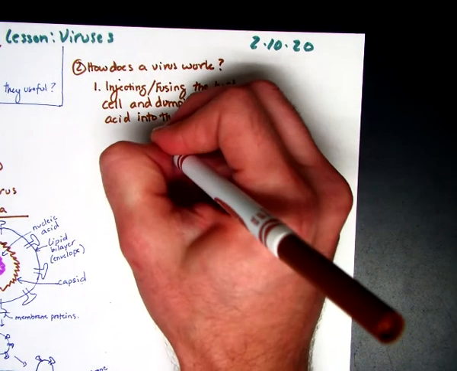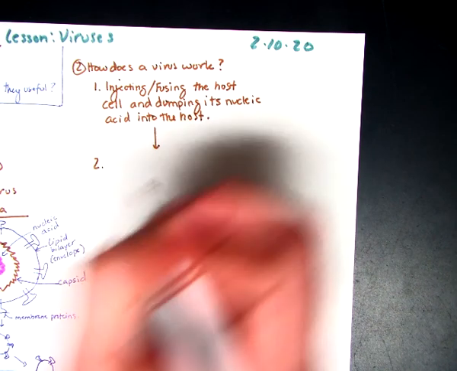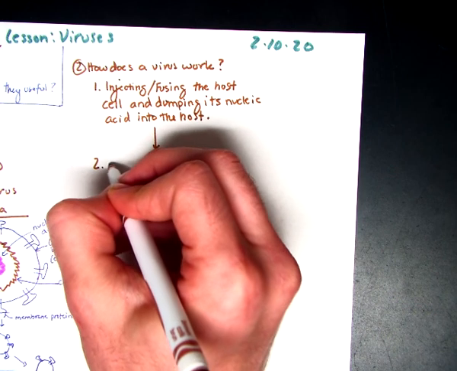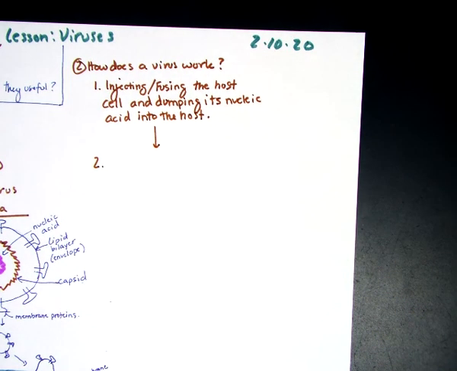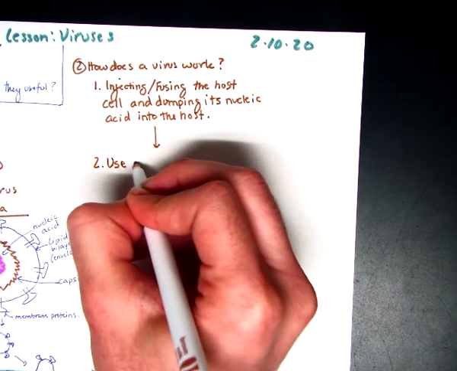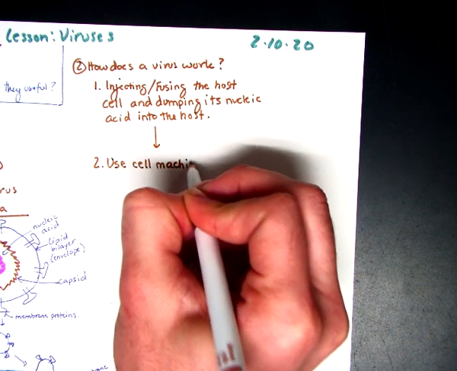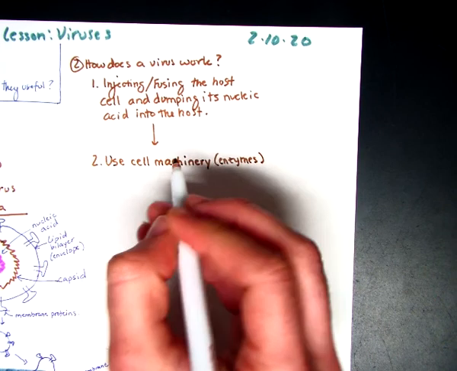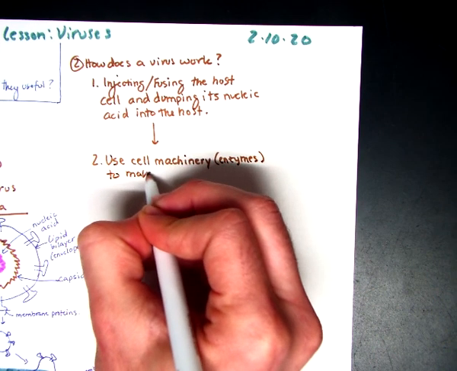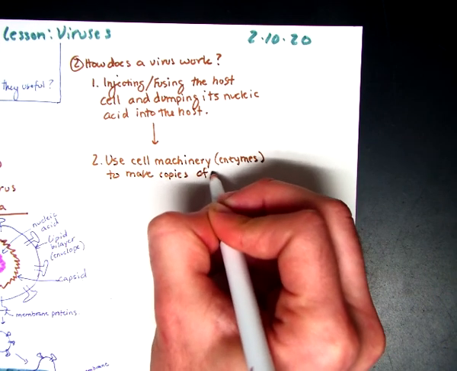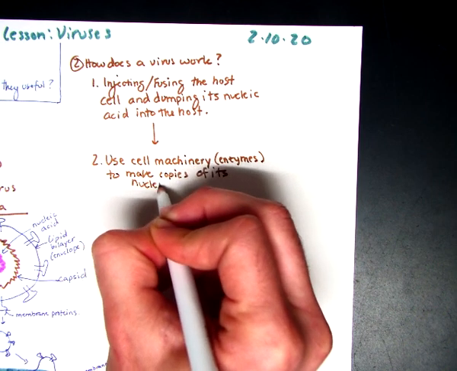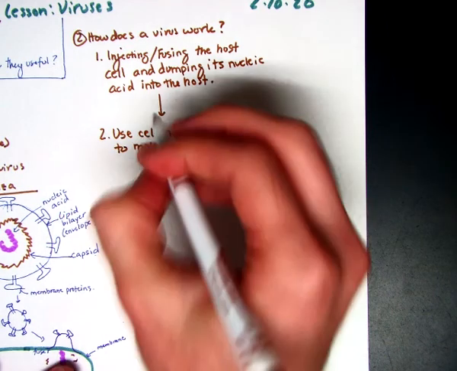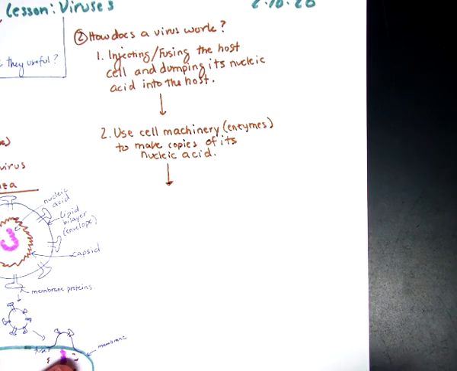Then, number two, that cell has machinery that we know about, and that virus is going to use the cell machinery, and we're mainly talking about enzymes here, to make copies of its nucleic acid. It's going to start turning out copies of its own genome using the enzymes in that host cell.